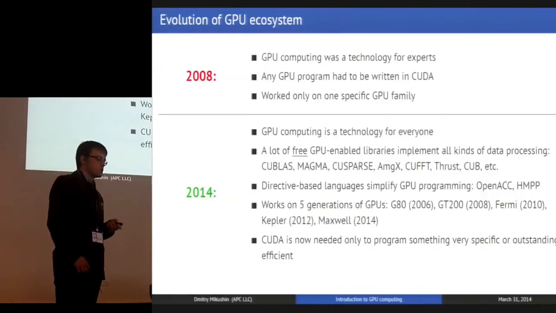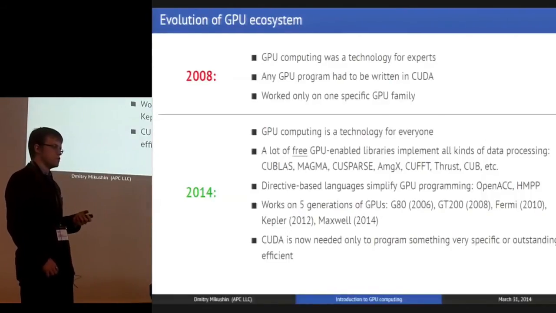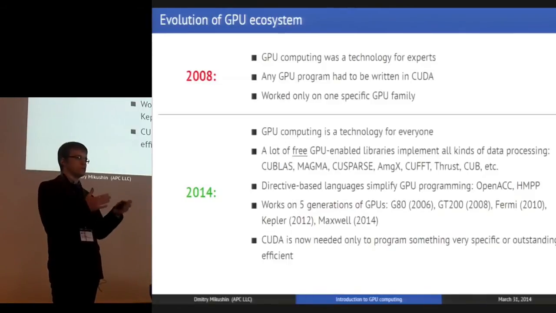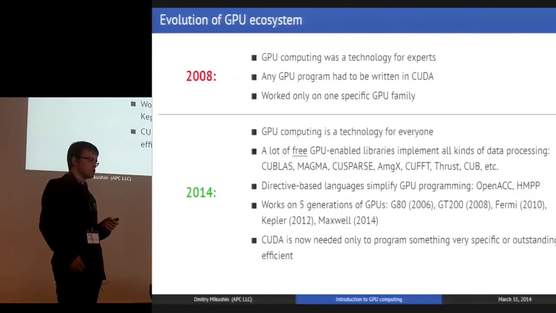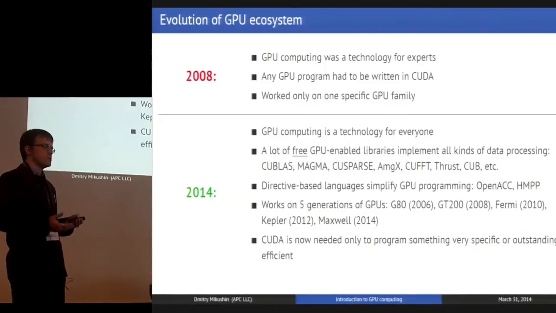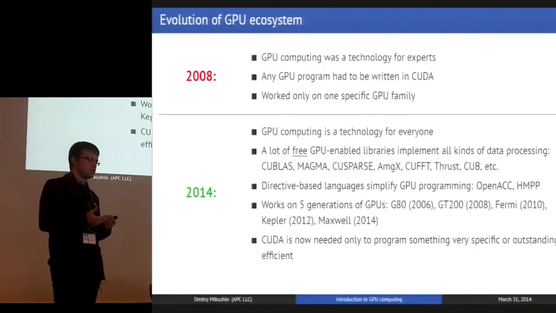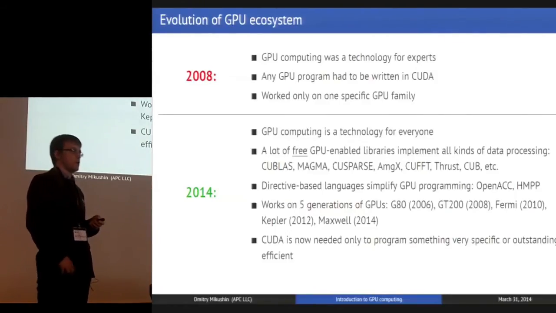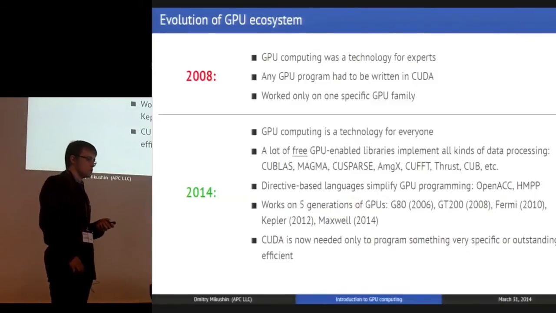And everything already works on 5 generations of GPUs, from very ancient ones, which are no longer in general use, to the most recent, like Kepler and Maxwell. It turns out that nowadays CUDA is only needed to program something very specific or highly tuned. For anything else, you can just grab a library and have a solution in maybe no more than several hours, and the efficiency on GPUs will be quite reasonable.